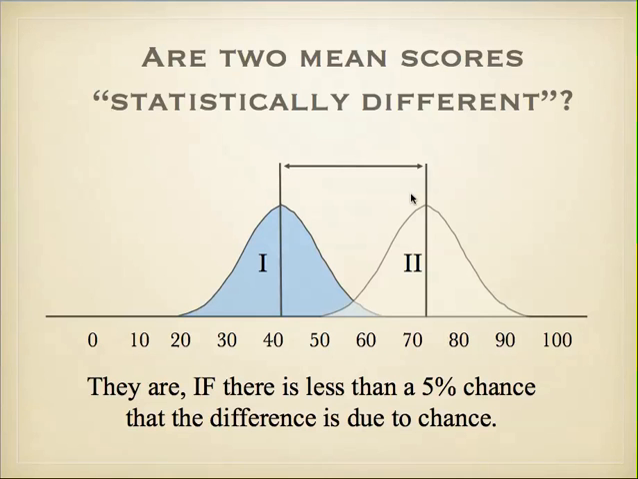And in order to determine whether or not that difference is statistically significant, there has to be less than a 5% chance that the difference between those two groups is due to chance. So we'll talk about how to determine that in just a moment. So again, we want to see the mean scores between two groups and identify if there's a statistically significant difference between them.